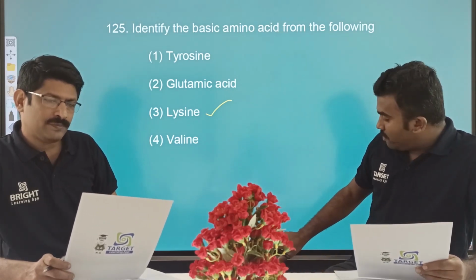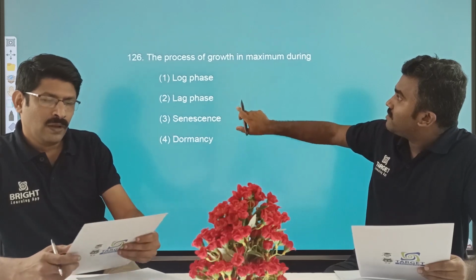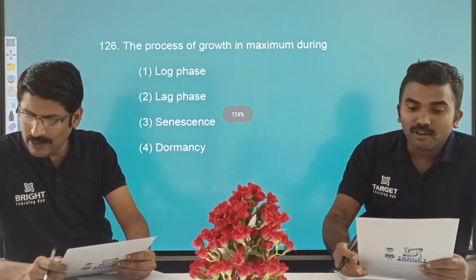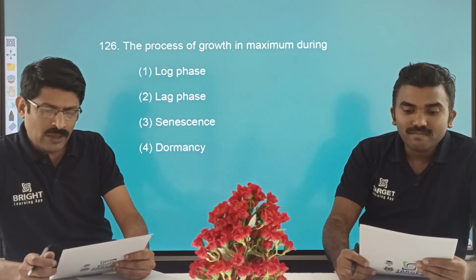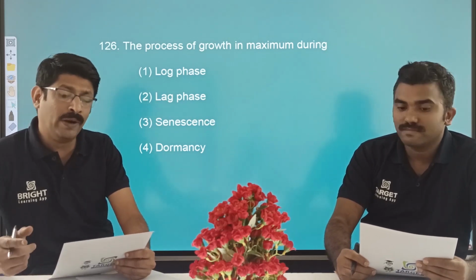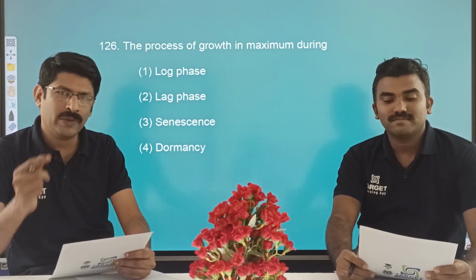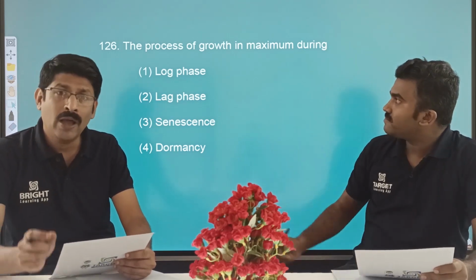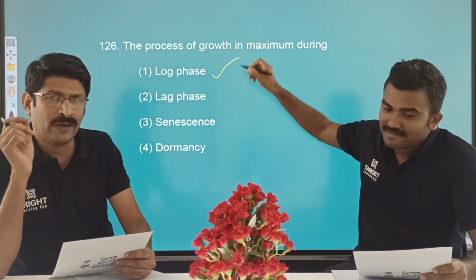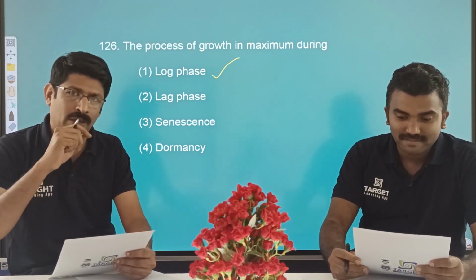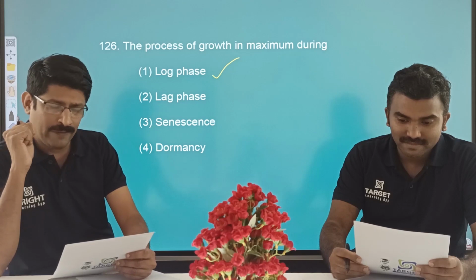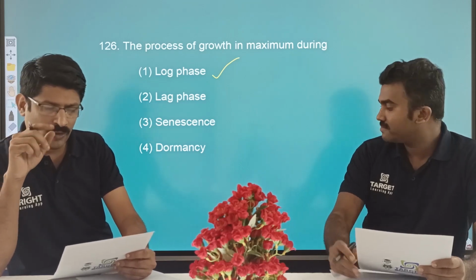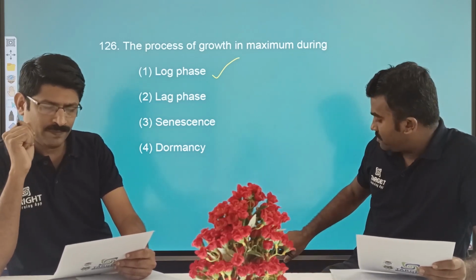Okay, next one. It's from Plant growth and development, question 26. The process of growth is maximum during the log phase. We are studying about plant growth on page number 243 of the NCERT. There is the sigmoid curve, exponential growth, and it explains the lag phase, log phase, and stationary phase. So the answer is log phase.